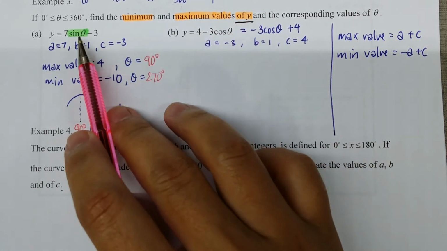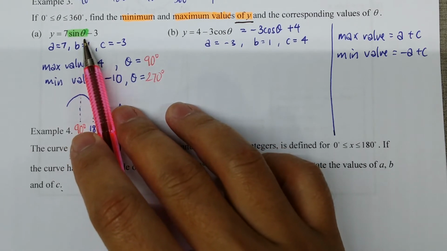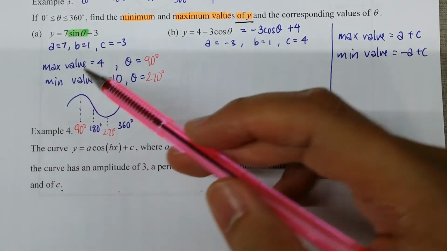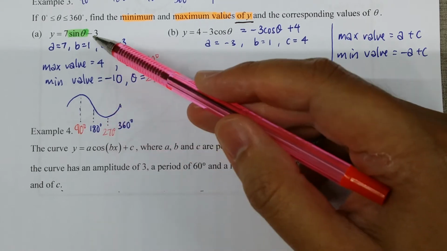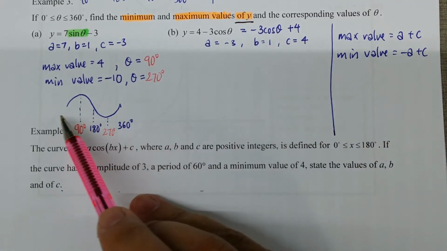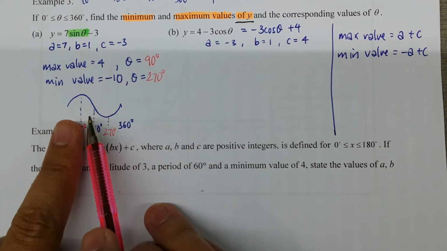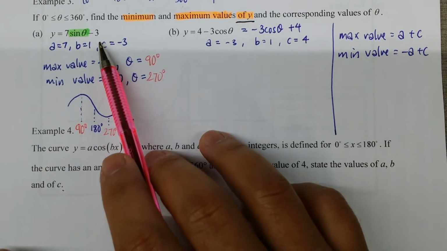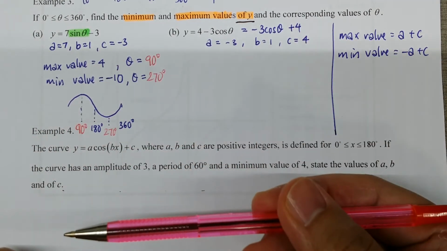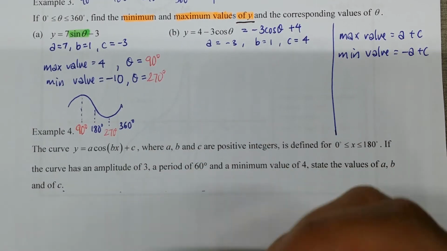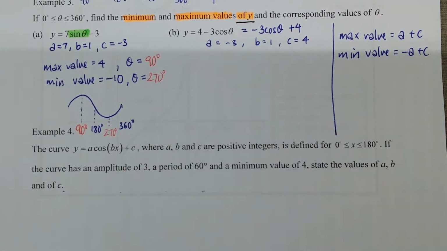This is true because this is just a sine theta graph. The 7 just means the amplitude is bigger, but it did not shift left or right. It did not lengthen or shorten. The -3 just means the graph shifts down by 3. So by right, I don't have to draw the graph.